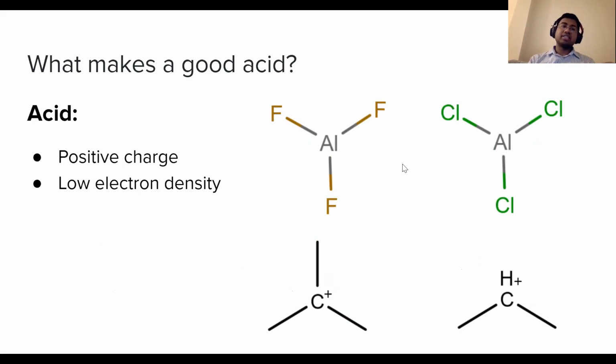And the one on the right doesn't have as much electron density donation from its surrounding groups, meaning that it's more electron poor, which means that it's a better acid. Does that make sense? Okay, good.